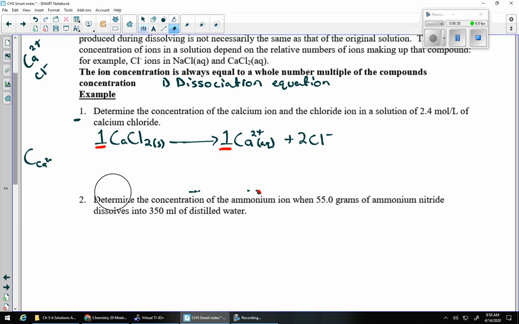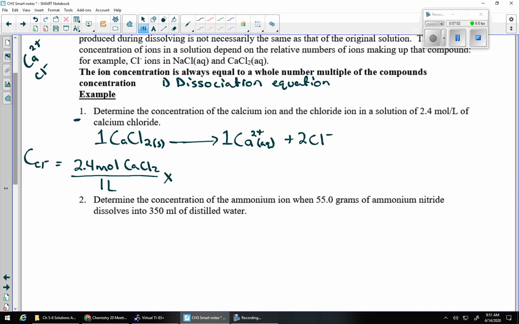So I'm going to erase just because I don't have a ton of space here. So let's do the concentration of the chloride ion. So I'm going to start again with what I know. I know I have 2.4 moles of calcium chloride for every 1 liter.